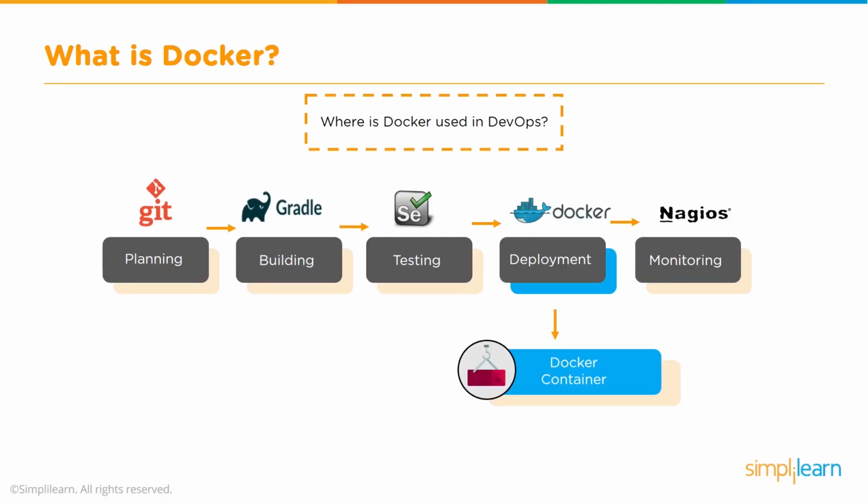If we look at our DevOps lifecycle, the place where Docker really shines is in deployment, because when you're actually at the point of deploying your solution, you want to be able to guarantee that the code that has been tested will actually work in the production environment.